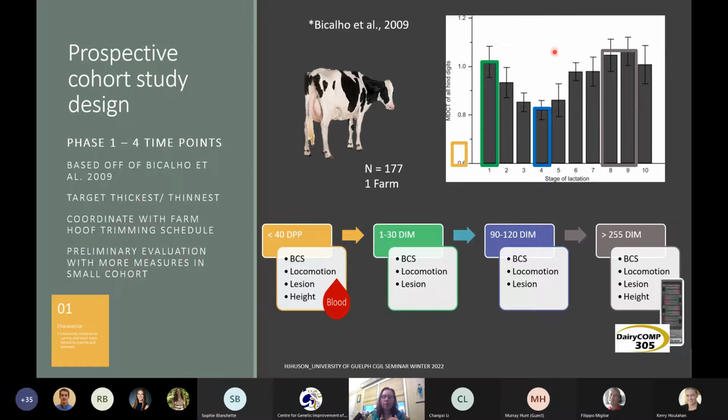And the graph up here is from the previously published data and their findings of digital cushion thickness and its relation to claw horn disruption lesions. So we were focusing on when it was really thick, when it was really thin, and when they didn't have data.